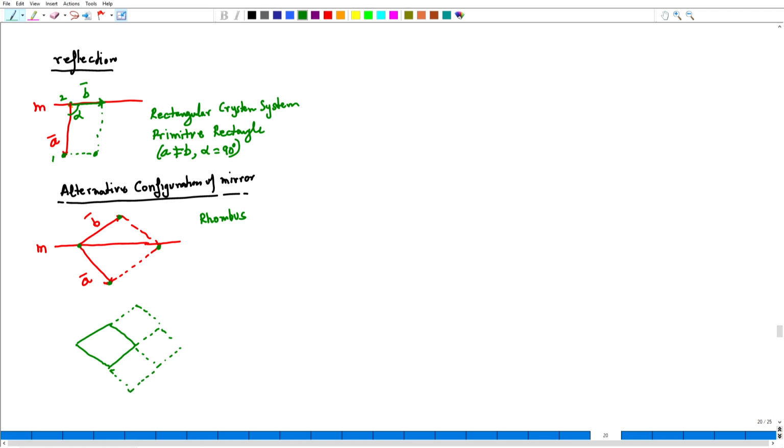Now, let us see what we can make out of this. I will put the lattice points everywhere, the corners of all the rhombuses that I have drawn.